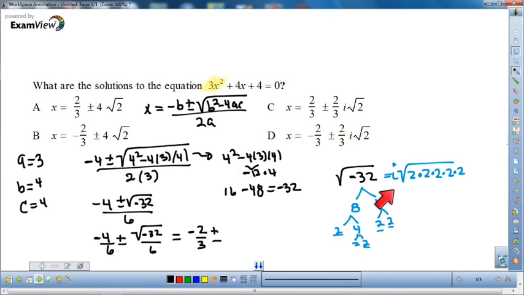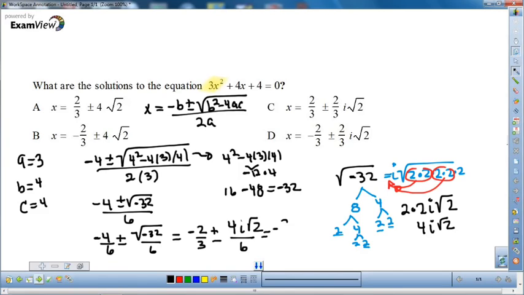Notice that I took out the i, and the reason I took the i is because the negative in the square root means it's an i. So I'm going to circle my pairs. Those go on the outside. So I'm left with 4i square root of 2. So I'm going to put that back. And again, notice that I'm going to be able to reduce by 2. So I end up with 2i square root of 2 over 3.